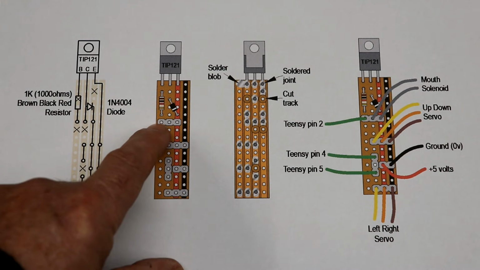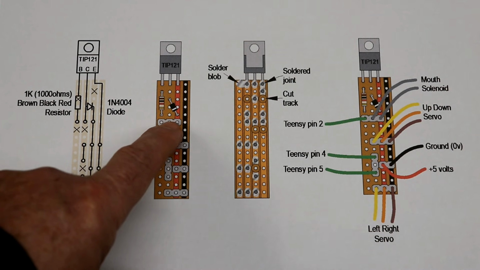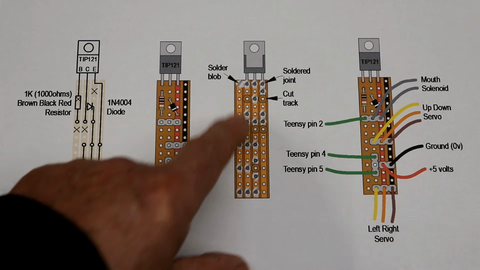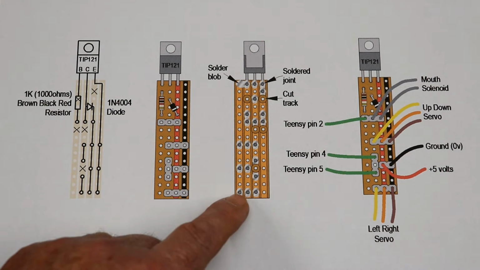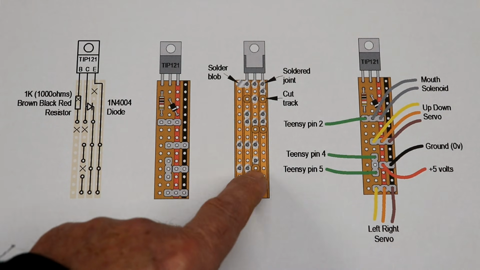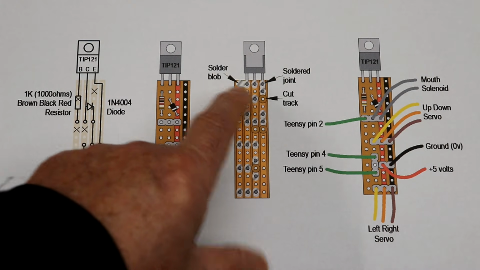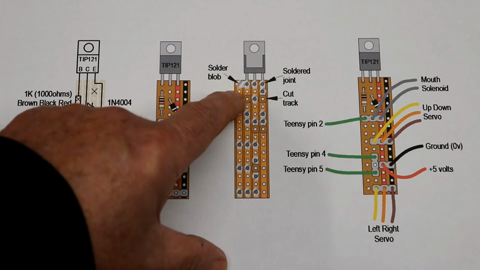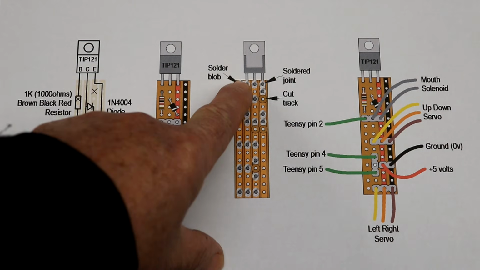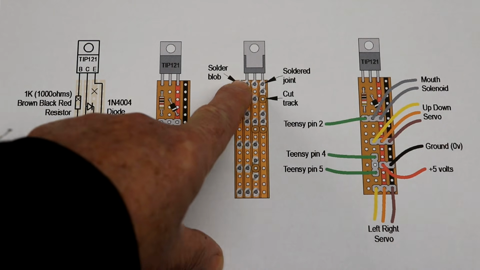And you've got the header pins here to connect the output to work the solenoid from the Teensy, and then two connections for the solenoid. This is what the back of the board looks like, the prototype board, and I've shown where the solder joints are, and also where I've cut holes to separate the track, to split the tracks. There's also a solder blob there to link that track to the emitter of the TIP121.